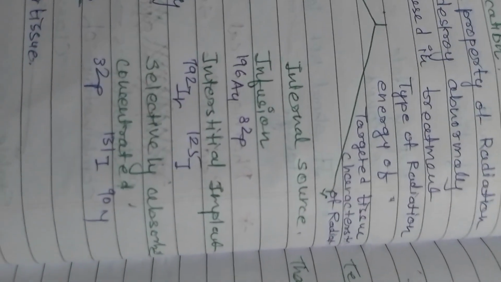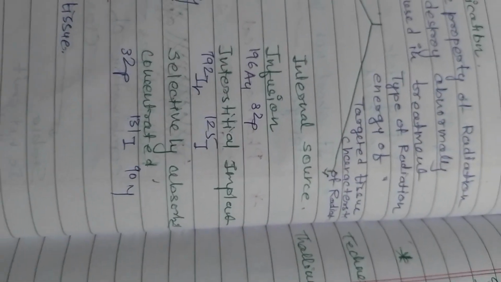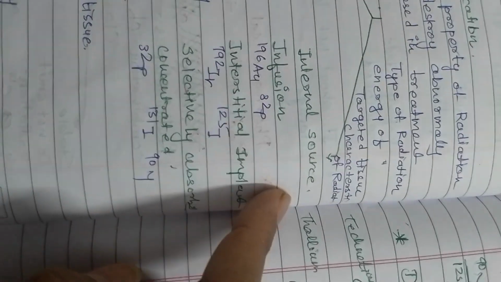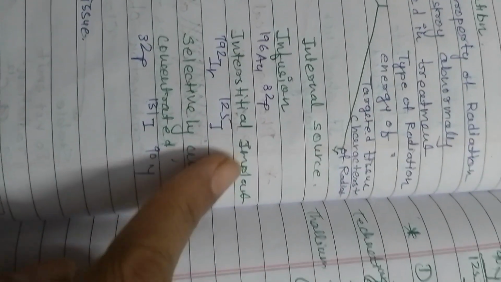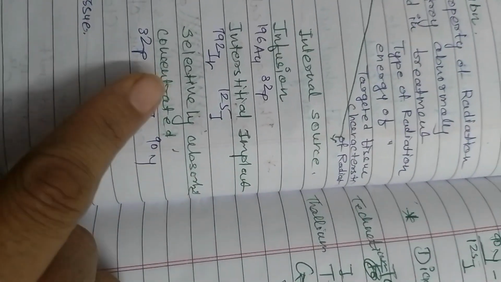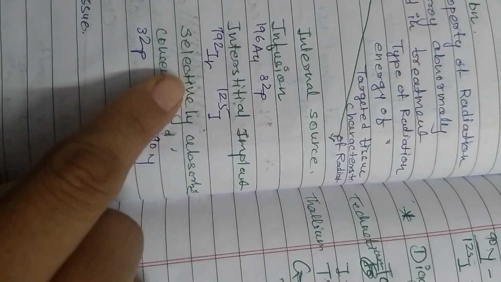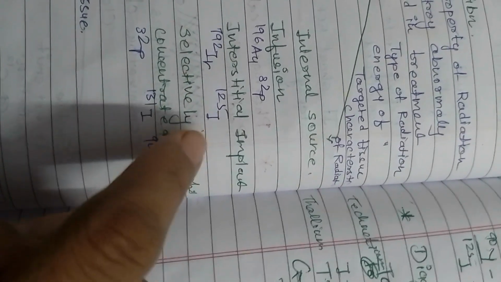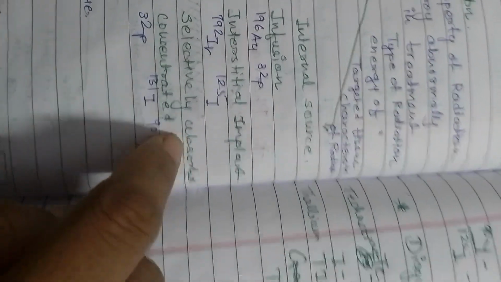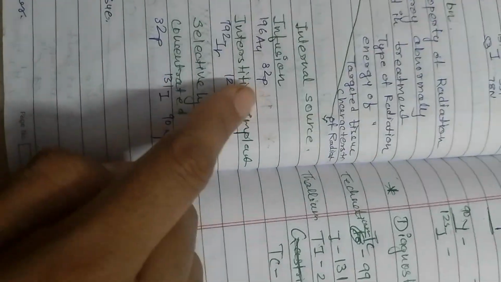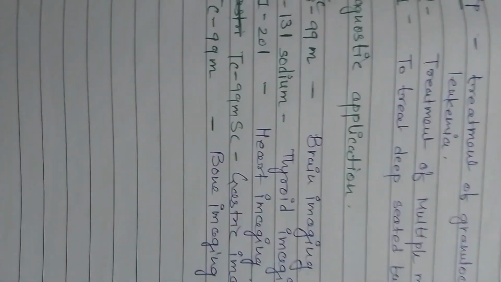The second one is the internal source, meaning these are provided inside our body using the infusion method, or interstitial implantation, or a selectively absorbed or concentrated amount of this isotope is given in our body. These are various examples you have to remember.